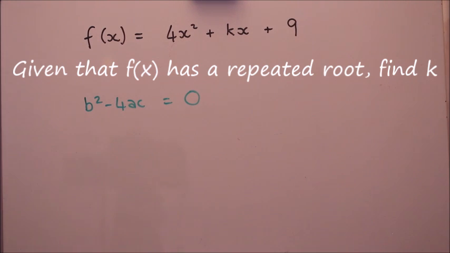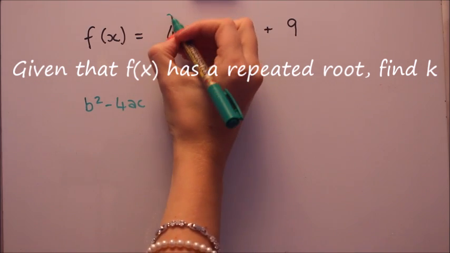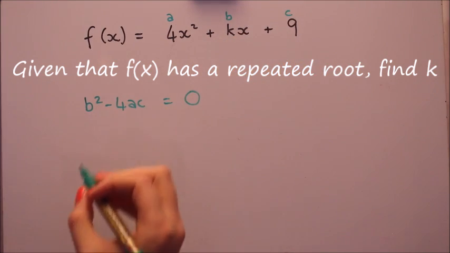So if we can work out the discriminant for this quadratic, we'll be able to work out k. Here a is 4, b is k, and c is positive 9. So let's put that in.